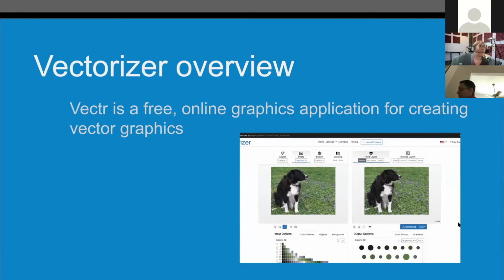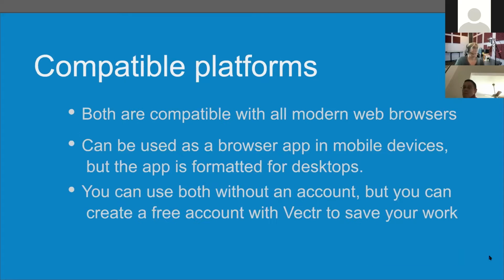Vectorizer is a free online graphic application that you can use to convert images to vector images. And you don't even have to create an account for that one. You do it all online, and it gives you a lot of options of what kind of resolution you want, whether you want it to be as realistic as possible, or whether you want to lower the resolution to create stylized effects and have it look more like an illustration. And so we'll show some examples of what you can do with that.